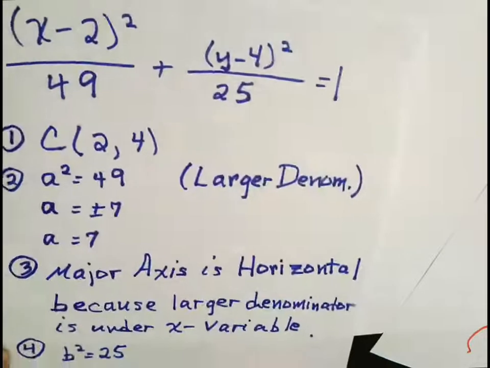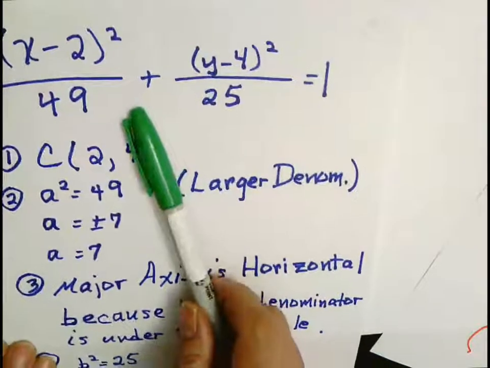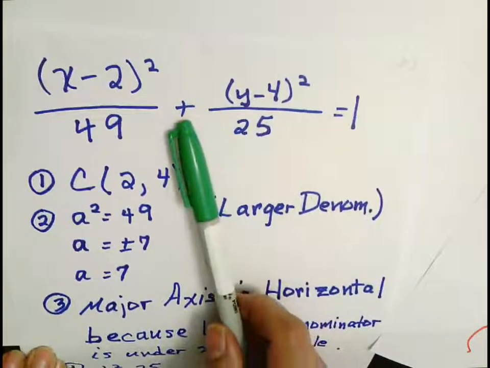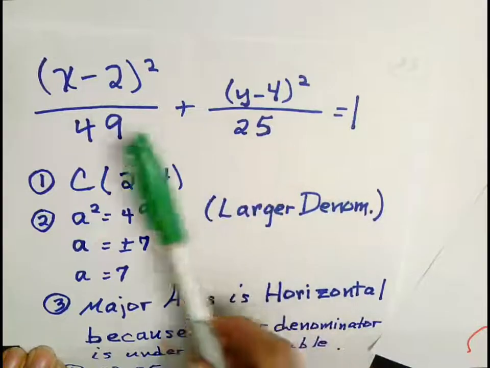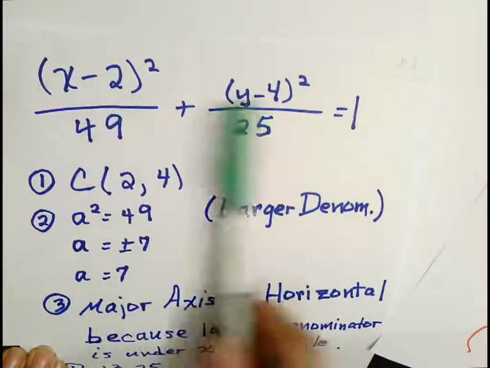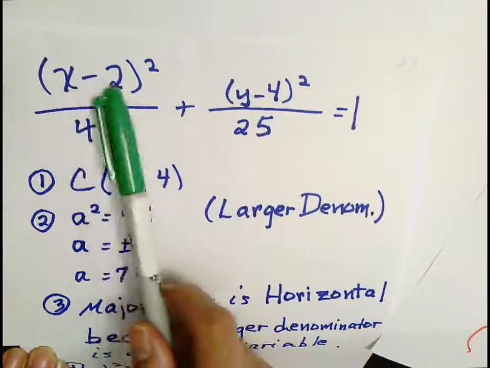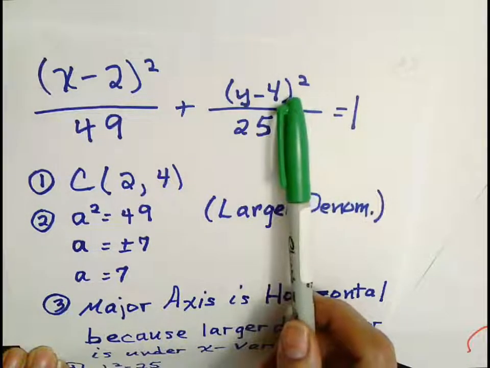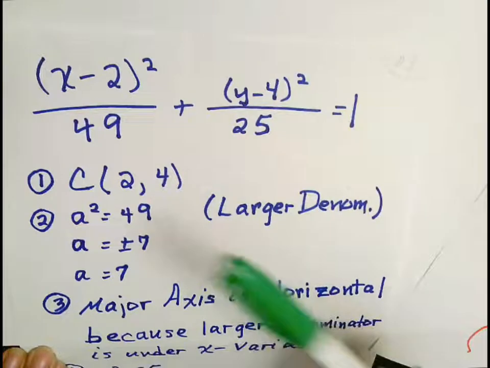The third homework problem had a center that was not at the origin. First of all, we take the opposite of the numbers that are here. You see x minus 2, we're going to have x equals 2. Y minus 4, you're going to have y equals 4.